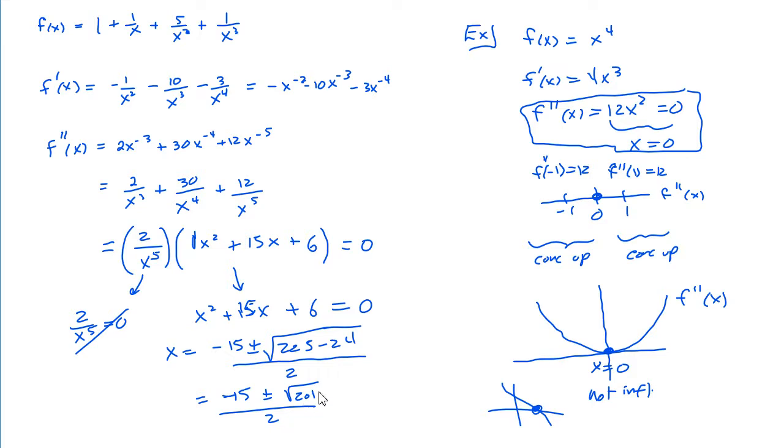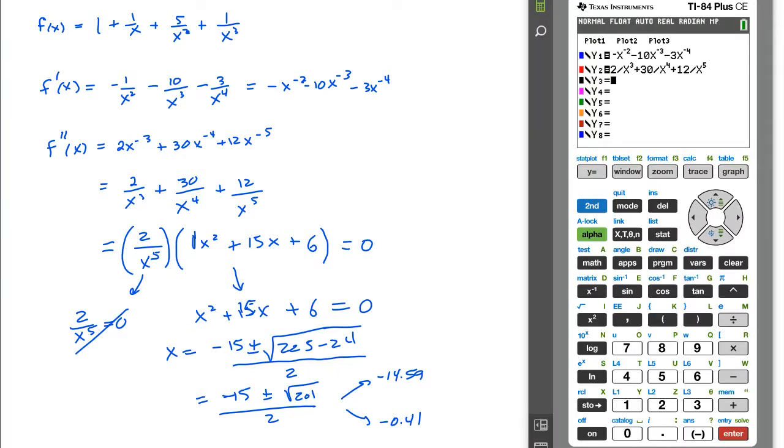And so I'm just going to get quick ballpark estimates of this. Let me grab my calculator here. All right, this one is approximately negative 14.59. This one is approximately negative 0.41. Okay, and so let me make a little room here. Hang on a second.